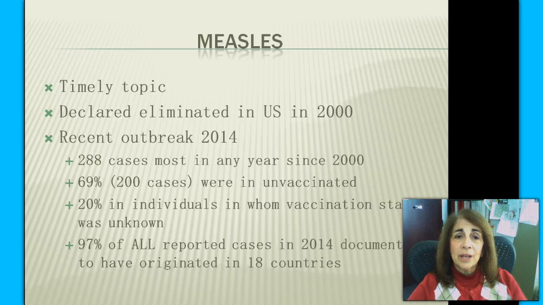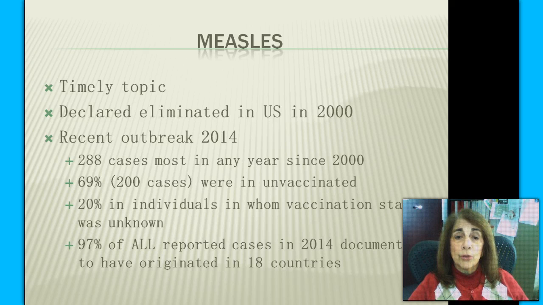Again, I think it's a very timely topic. In fact, it was declared eliminated in the United States in 2000. And up until 2011, there were minimal cases. And then in 2011, there was a spike in the number of measles cases being reported. And then in 2014, there were more cases that year than in any other year since 2000. There were 288 total cases of measles.